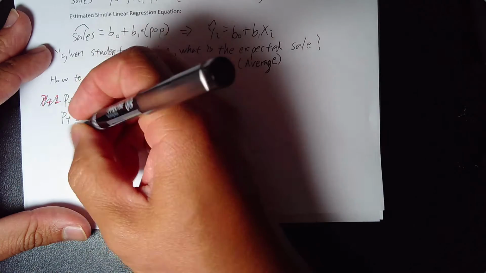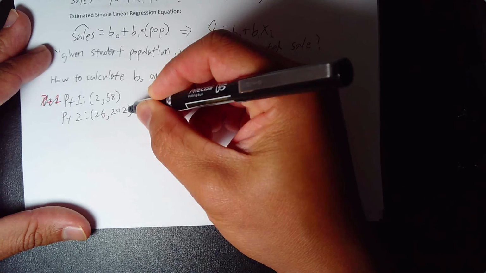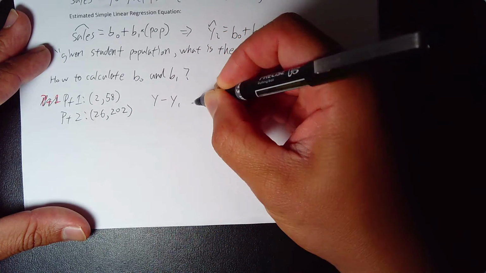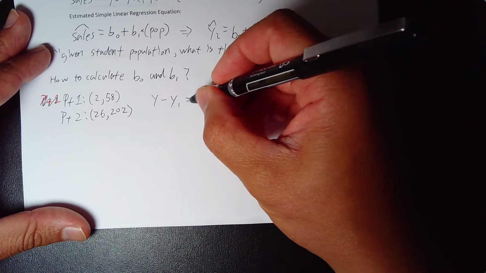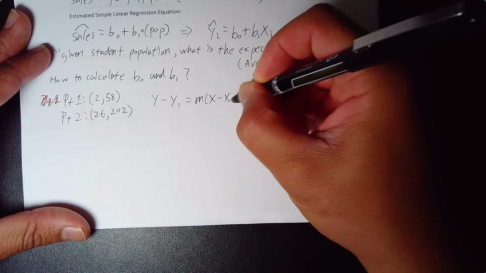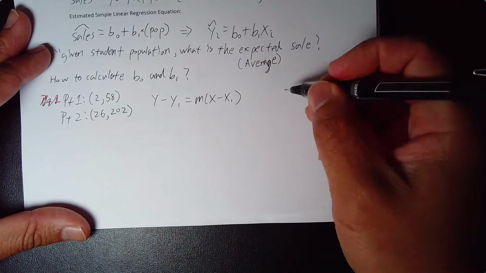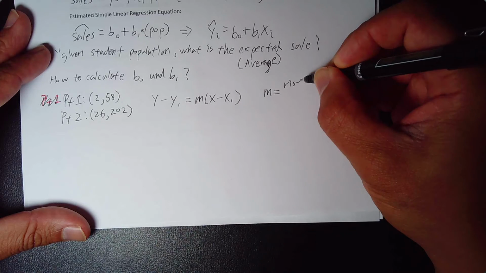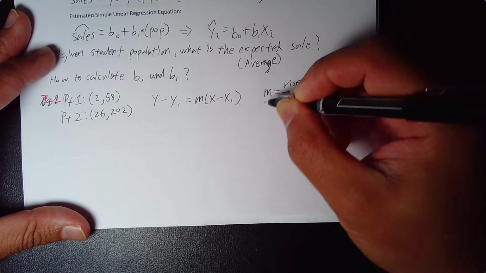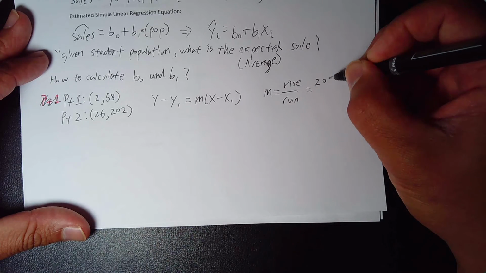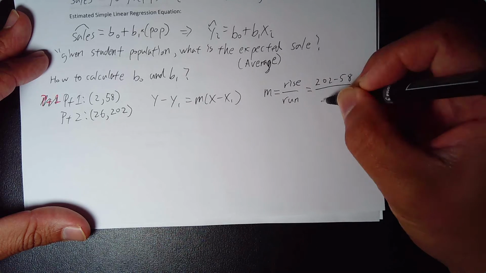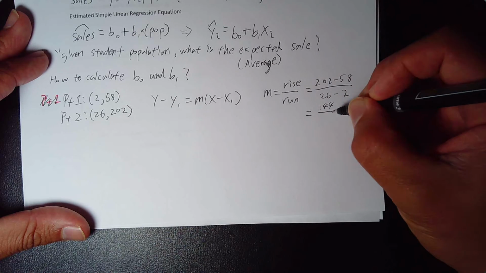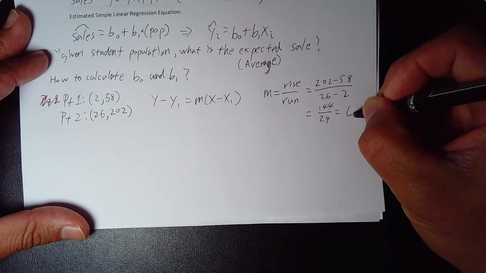Our goal is to create a line with 2 points. All we need is this. This is called the point slope formula: m times (x minus x1). And so now the first thing we need is the slope. Well, here we go. Slope, remember, is rise over run. Now if I take the 2 points, then it is (202 minus 58) over (26 minus 2). So this gives me 144 over 24, which gives me 6. So my slope is 6.